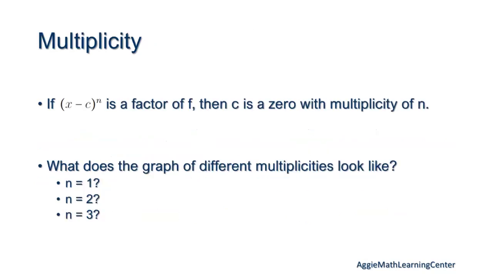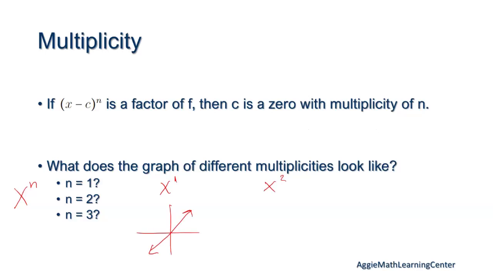Multiplicity. If x minus c to the power of n is a factor, then c is a 0 with multiplicity of n. So multiplicity, degree, same kind of thing there. What does a graph of different multiplicities look like? These are like the parent graphs. All of these are x to the n. If n equals 1, x to the 1, what would that graph look like? Just a straight line. Perfect.